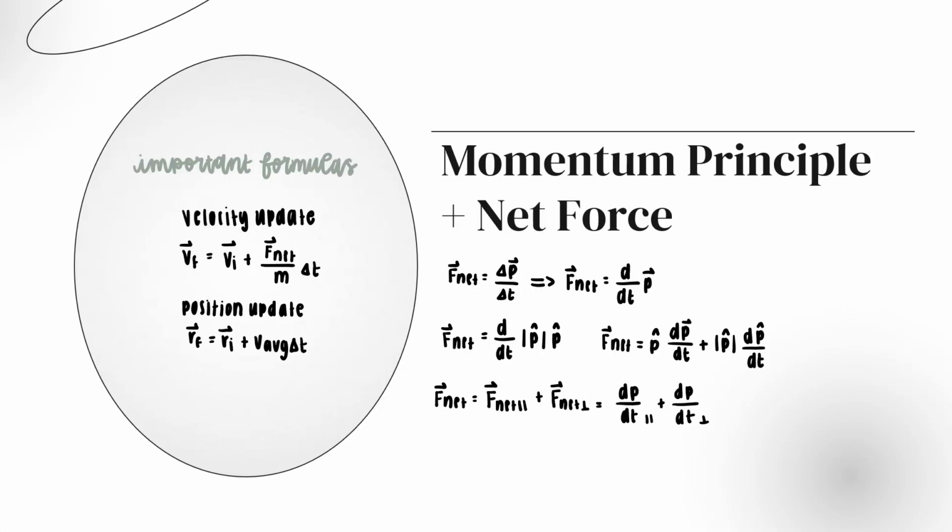We will be applying the momentum principle, saying that a change in momentum is equal to the net force times change in time. When written in terms of magnitude and direction, the derivative with respect to time can be taken, which allows us to break dp over dt into parallel and perpendicular components. Thus, when taking the sum of these two components, the output will be the net force. A change in direction will correlate with the perpendicular component, whereas the change in speed will correlate with the parallel component. We'll also be applying the velocity and position update formulas.